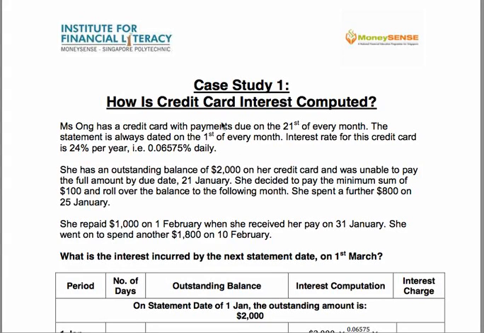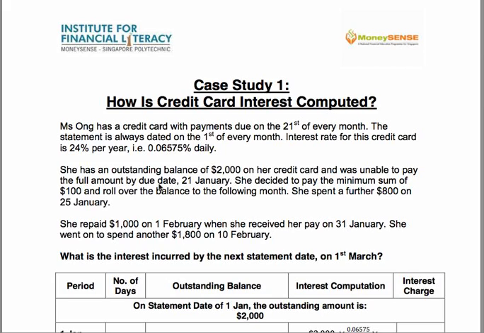In this case study, we will consider how credit card interest is computed. Ms. Ong has a credit card with payments due on the 21st of every month. The statement is always dated on the 1st of every month. An interest rate for this credit card is 24% per year, or 0.06575% daily.